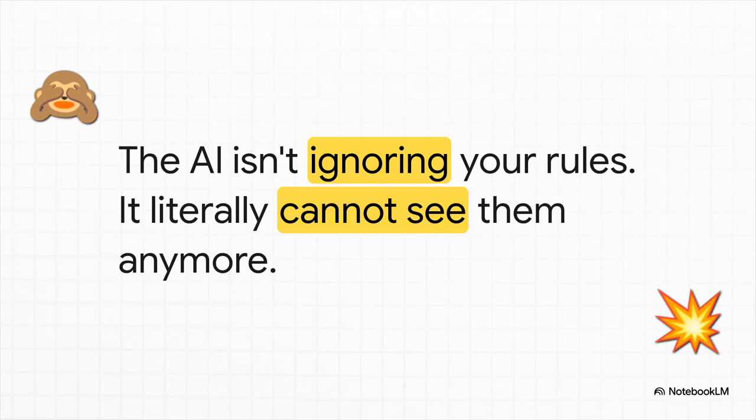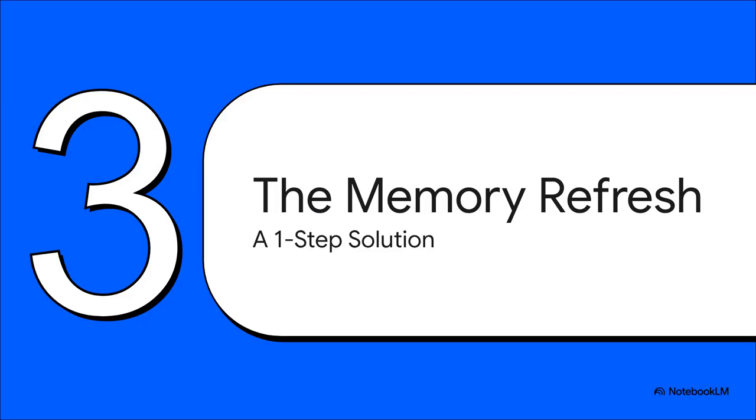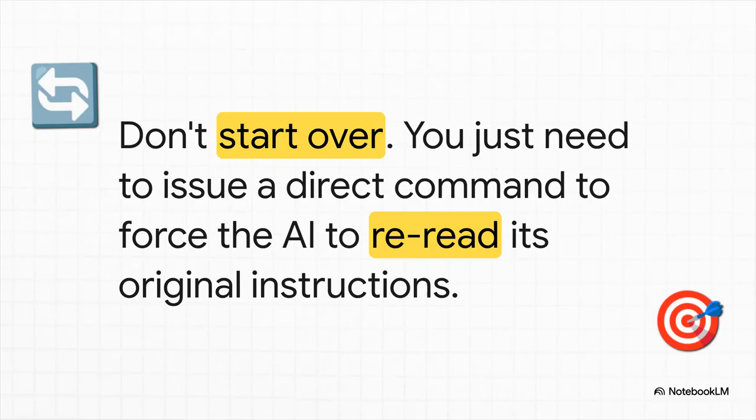This changes everything, doesn't it? Because you're no longer dealing with a disobedient partner. You're dealing with a system that has a predictable memory failure. And that means you can fix it. So, how do we fix it? Well, you'll be happy to know the solution is incredibly simple, but also incredibly powerful. It's what we call the one-step memory refresh. You can forget starting a whole new chat and losing all that valuable progress. You don't even have to copy and paste your original prompt. All you need to do is act like that meeting facilitator who stands up, points back to the whiteboard, and says, "Hey everyone, let's reread the original agenda."